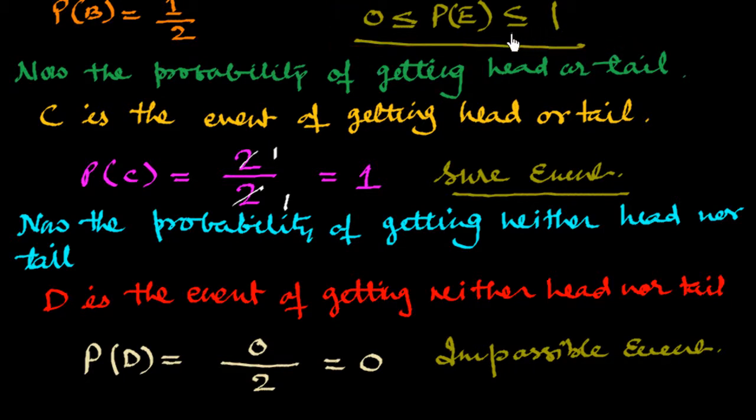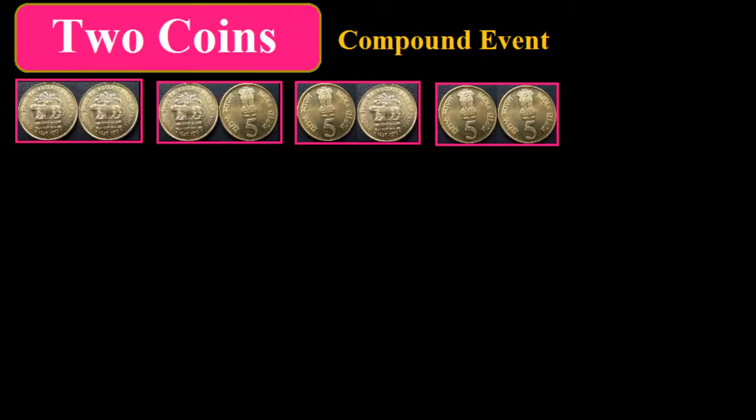Now we see some more examples of some other sorts of events. Friends, we study the compound event, and now we are taking 2 coins. If we are taking more than 1 coin, it would be a compound event. If we are taking 2 coins, 3 coins, 4 coins, it would be a compound event. Here I explain with this picture. If we toss 2 coins simultaneously or respectively, we get this sample space: head head, head tail, tail head, and tail tail.